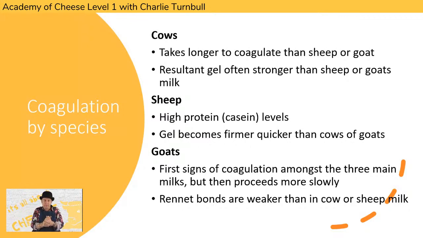Okay, so let's wrap up on that one. We've got this idea of caseins in the milk. Different animals have different amounts of casein, and that casein, therefore, impacts how the curd coagulates, which is why we see significant differences between different species, cows and goats, and then sheep.